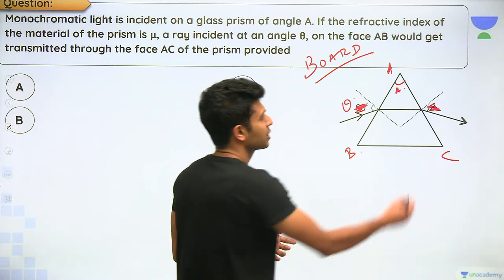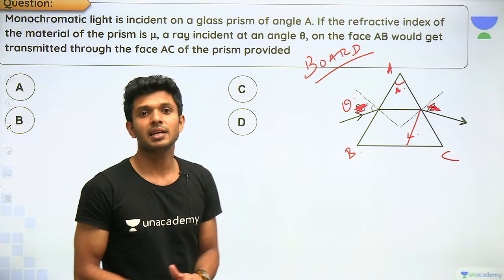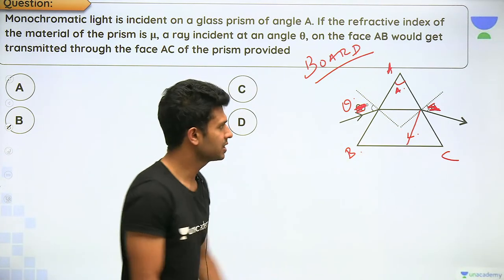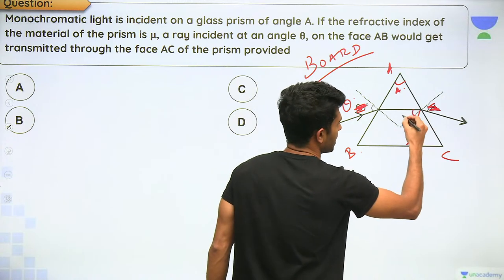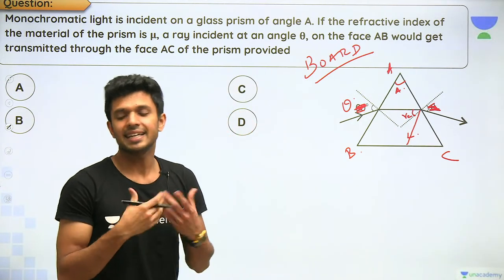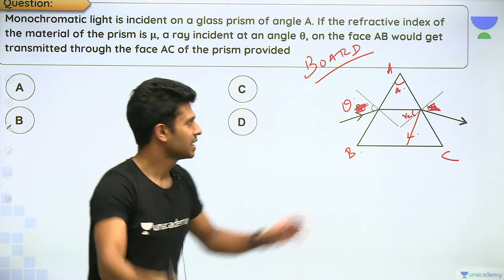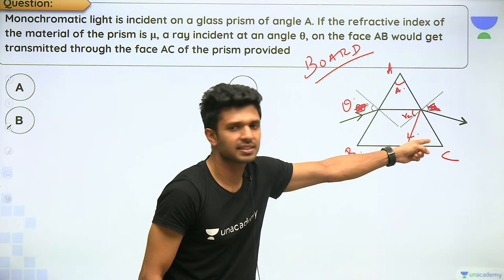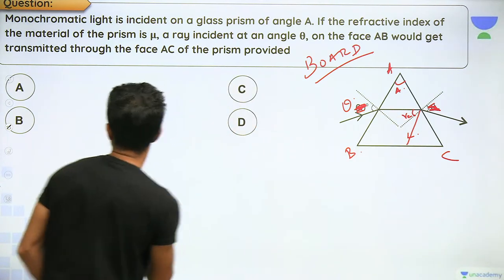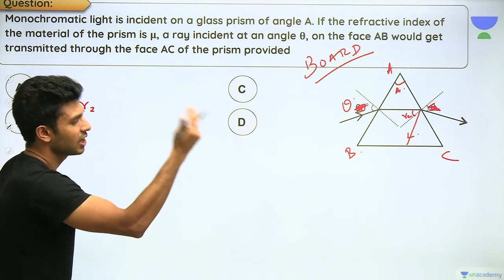If the light ray undergoes total internal reflection, what happens? It will be reflected back into the same medium, so it won't be going out. This shouldn't happen. If this shouldn't happen, can you tell me, this angle which I have marked R2, should it be greater than the critical angle or lesser than the critical angle? This angle of incidence at this second face, the angle which is marked as R2, should it be greater than critical or lesser than?